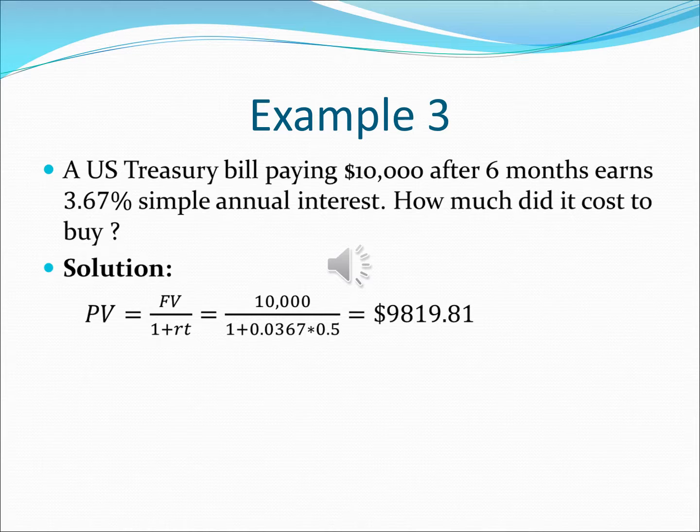My present value would be equal to future value divided by 1 plus RT, and substituting for future value, it equals 10,000 divided by 1 plus 0.367 times 0.5, which gives me 9,819.81.